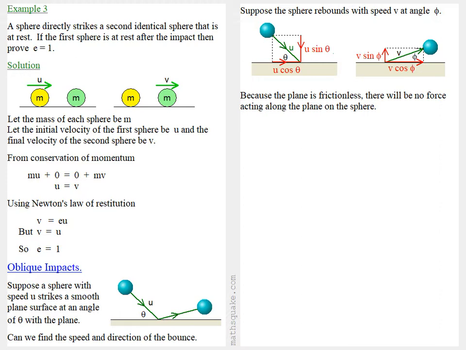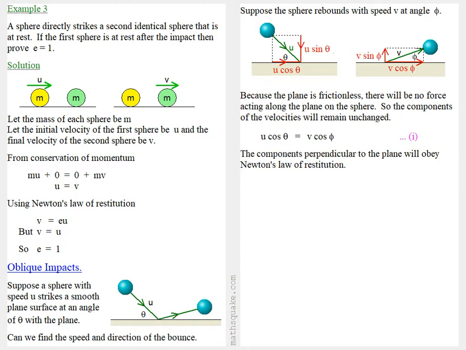Because the plane is smooth and there's no friction, during the collision there'll be no force acting along the plane on the sphere, so the components of the velocities will remain the same. In other words, u cos theta equals v cos phi. Now the components perpendicular to the plane will obey Newton's law of restitution. That gives us v sin phi equals e times u sin theta.